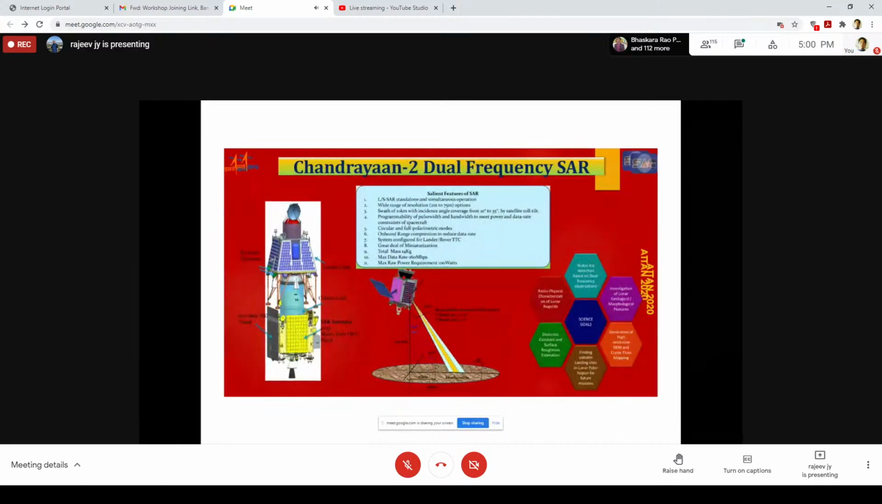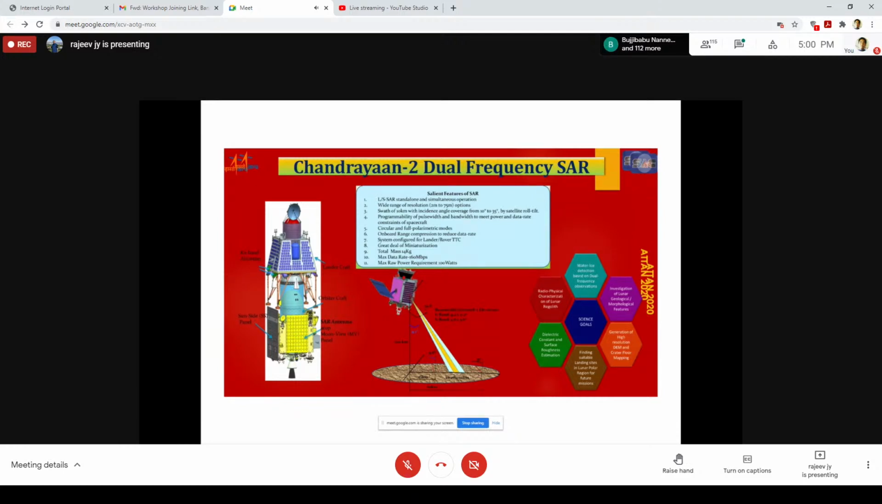Recently, you must have seen Chandrayaan-2 became very popular, but because of the lander. But there was also the orbiter. The Chandrayaan-2 dual frequency synthetic aperture radar was there in the orbit. Still, it is working.